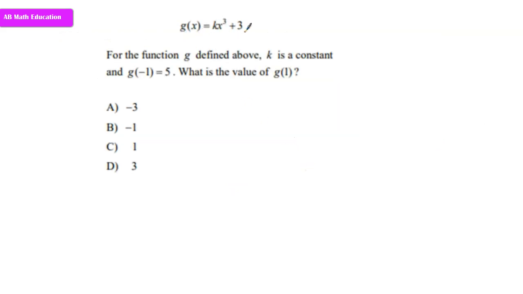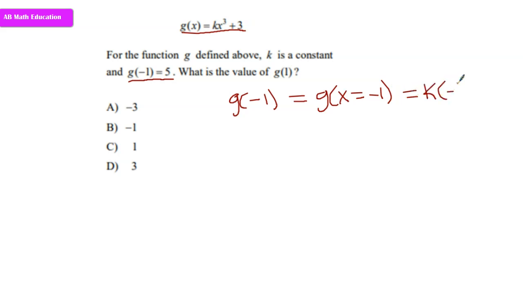We have been given the function, there is a k in it, and now they are giving you a clue here that will help you to find your k. And after we find our k, then we will find the value of g of 1. So let's go ahead and use this one. g of negative 1 means that wherever we see x, we have to replace it with negative 1 in the given function here. So that will give us k times negative 1 cubed plus 3.